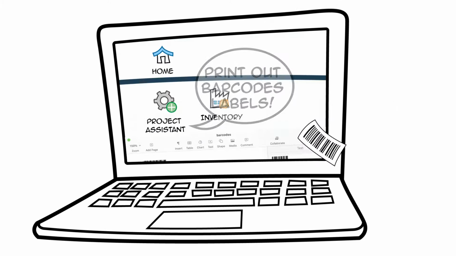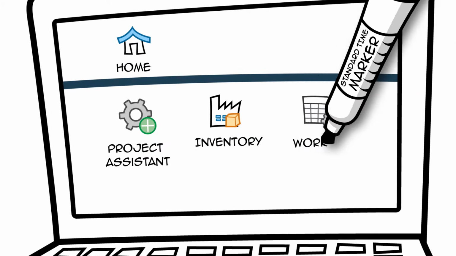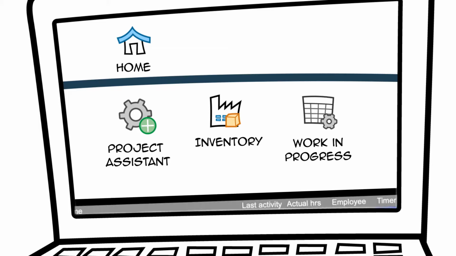Go back to the homepage in Standard Time. Click Work in Progress. You guessed it! Your work order tracking will show up right here.